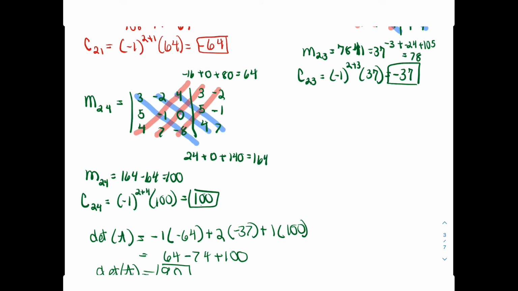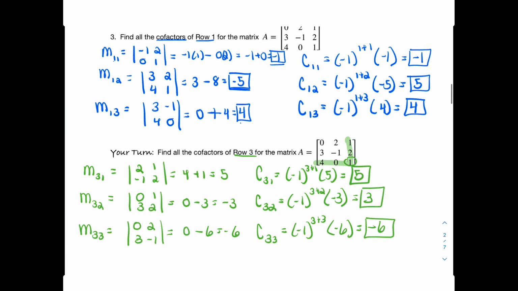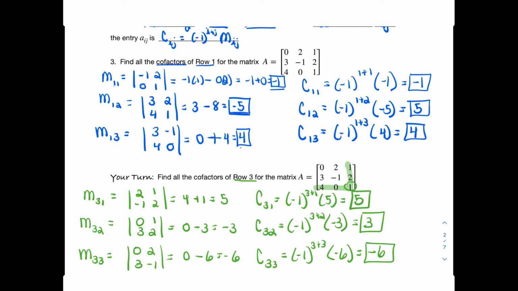Now, remember I said you can do your chosen row, and it really doesn't matter which row you choose. Let me show you how this doesn't make a difference. Remember that example that we just did where I found row 1, then you found row 3? So let's find the determinant of this matrix using my row 1. So row 1, the first entry is 0. So I'm going to take 0 times its cofactor of negative 1, plus my second entry is 2 times its cofactor of 5, plus my third entry is 1 times its cofactor of 4. So that gives me 0 plus 10 plus 4, or 14.